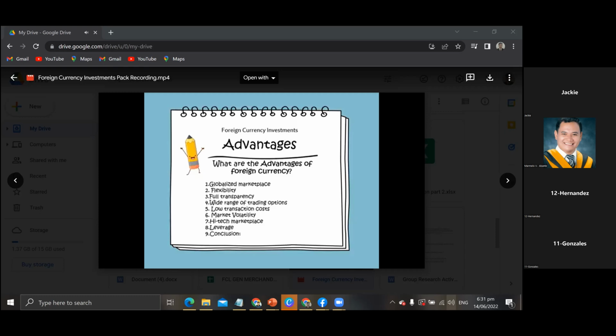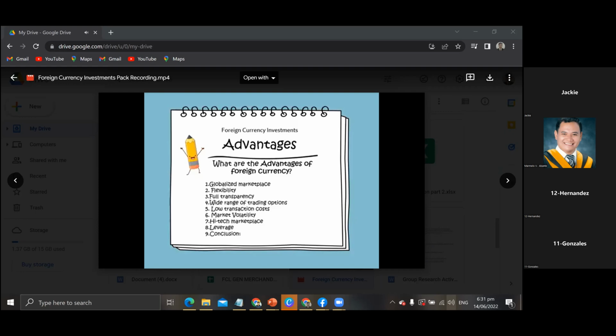Number seven, high-tech marketplace. Since the foreign exchange market operates 24/7 across six continents, 100 plus countries, and dozens of different time zones, and the daily transaction volume is enormous, it requires seamless and uninterrupted connectivity for minimizing any lag. Number eight is leverage. The foreign exchange market has the highest leverage among all asset markets. It allows investors to take risks and increase the profit margins exponentially.